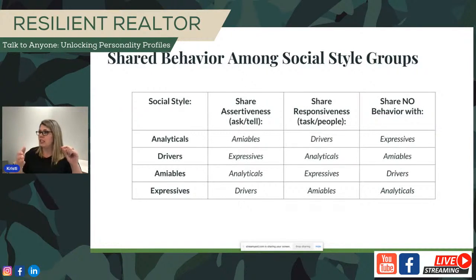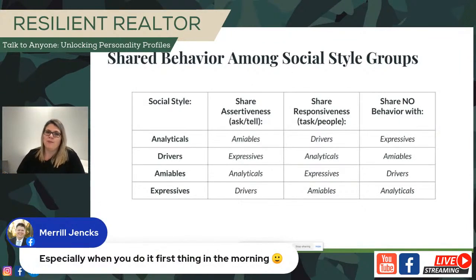So with the driver, we know who they work well with. They're going to go into the detail with the analytical. They're going to be a leader with the expressive. Now, where they struggle is with the amiable, right? The amiable, I have to put this up there. Meryl said I talk too much in the morning. I just jump out of bed and start talking. It drives him nuts. He takes some time to warm up.